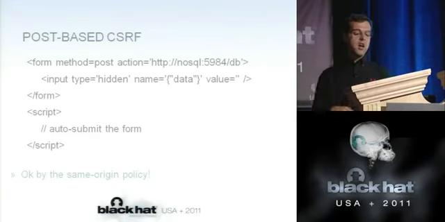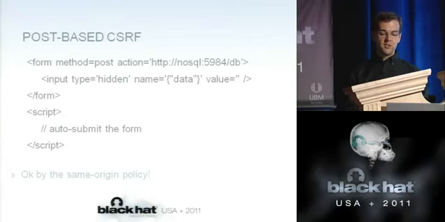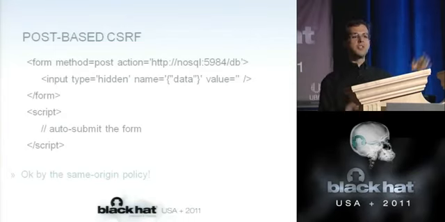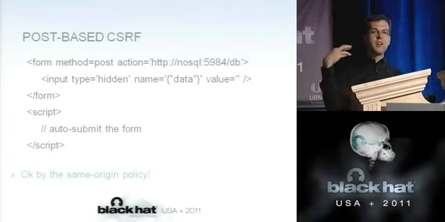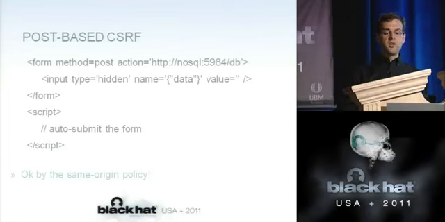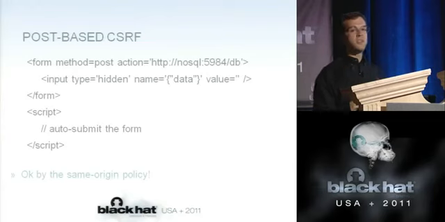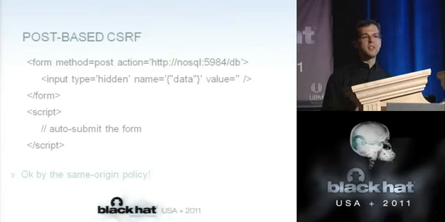I just put the data in the name field, and I use a little bit of script to auto-submit this form. So when you come to this page, your browser is going to make an automatic, silent POST to NoSQL 5984 DB with the data that I specified. And this is fine by the same origin policy. Same origin policy has no problem with this at all. You can make cross-domain posts all day long.